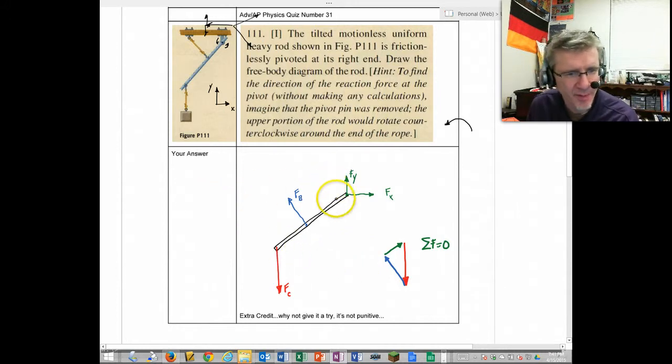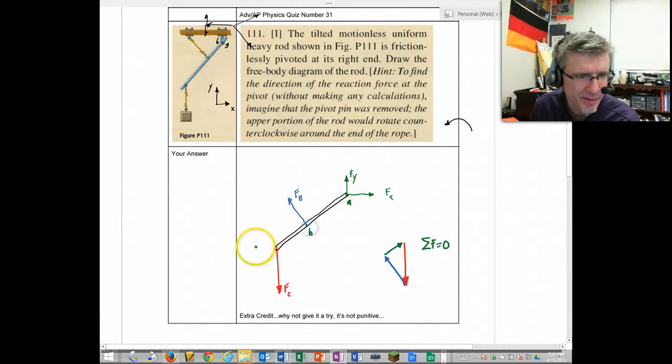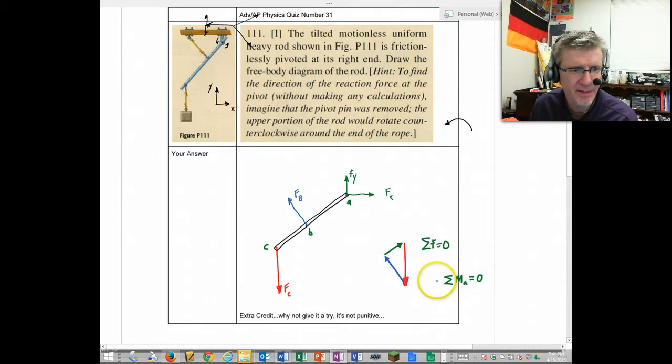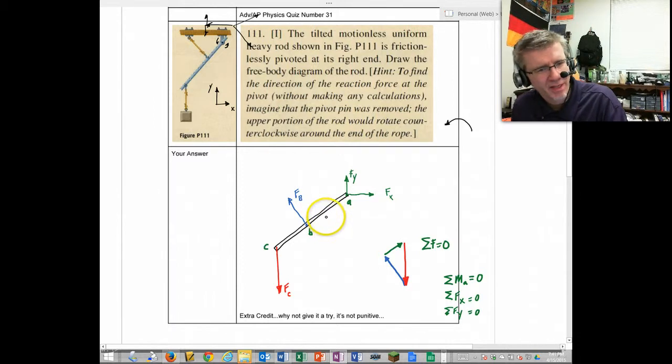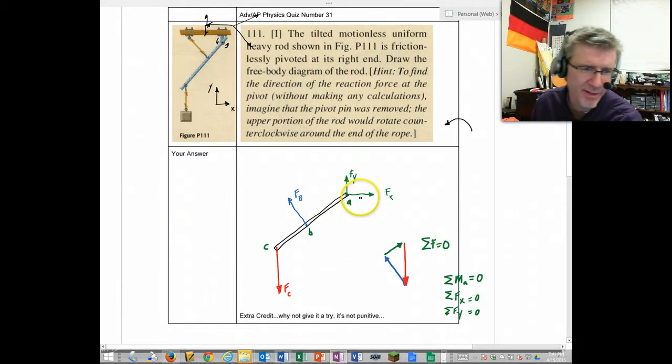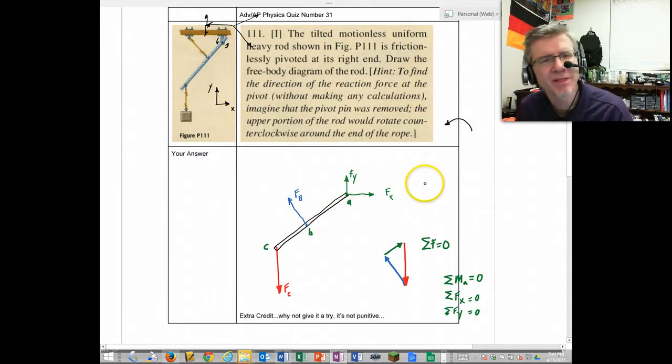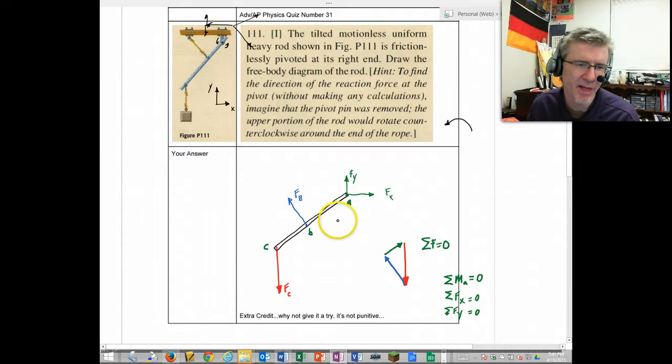Now, the extra credit part, here's my hint. This I call point A, this I call point B, this I call point C. Sum the moments about point A, and that has to equal 0. And then sum the forces in X and sum the forces in Y, those also have to be equal to 0. From those, you should be able to find F of B and the combination of F of X and F of Y. So give that a chance.